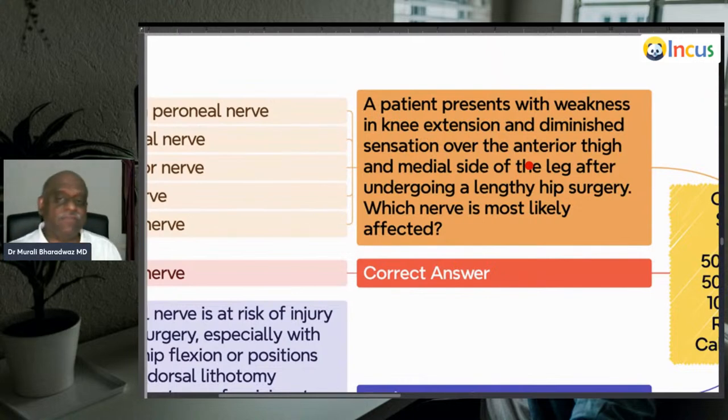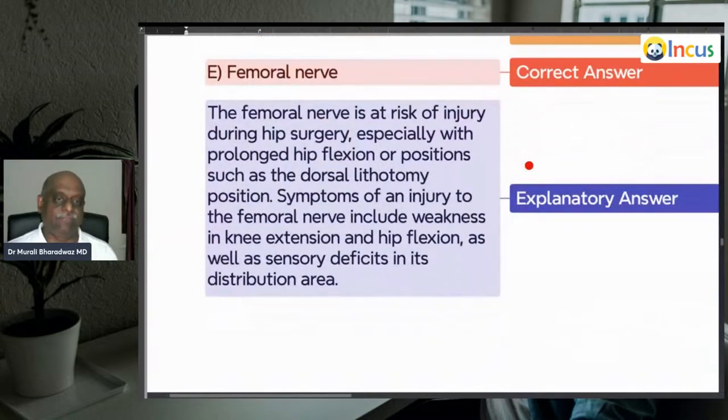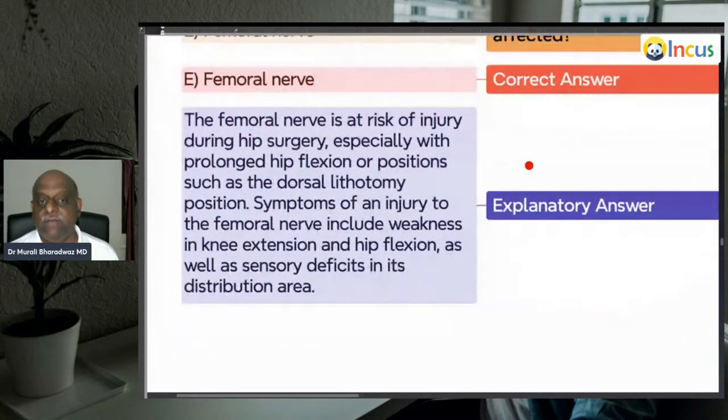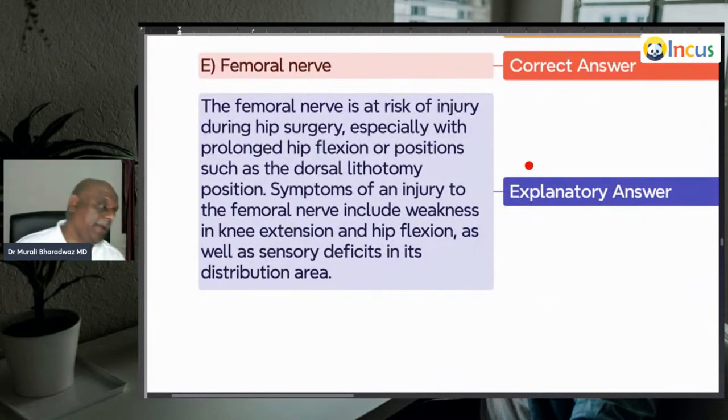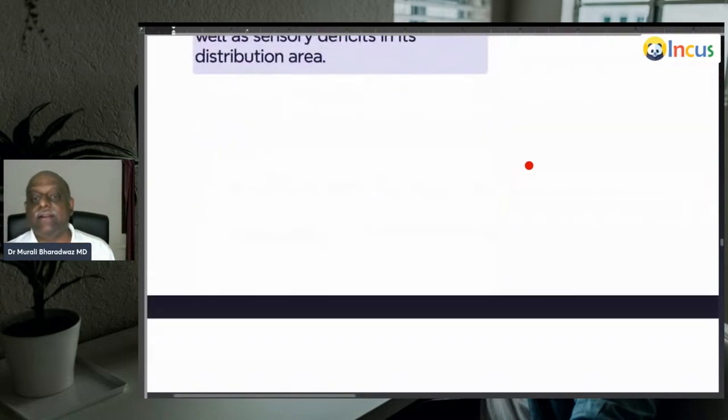A patient presents with weakness in knee extension and diminished sensation in the anterior thigh and medial side of the leg after undergoing a lengthy hip surgery. What is that nerve? Femoral nerve. Especially when you place the patient in prolonged hip flexion, dorsal lithotomy, they are at risk of femoral nerve injury.